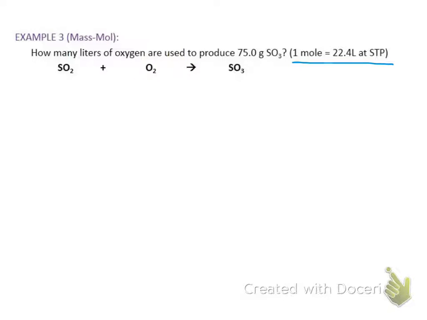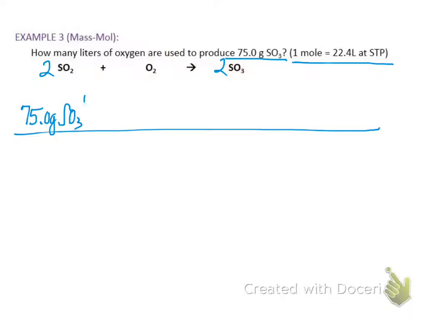Okay? So first thing we need to do, I need to balance it? Yes, I do. And so we're going to put a 2 here and a 2 here. And now it's balanced. Okay? So I'm going to start with my 75 grams of SO3. When I see grams, I know that immediately I'm going to need a molar mass, so I'm going to do grams of SO3, 1 mole of SO3.